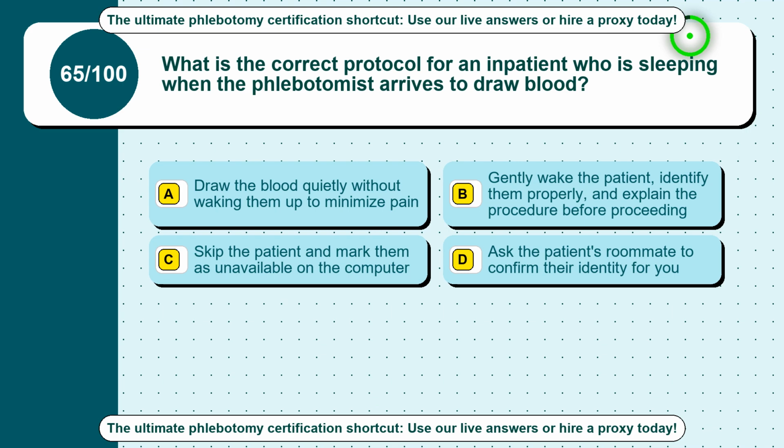Question 65. What is the correct protocol for an inpatient who is sleeping when the phlebotomist arrives to draw blood? Option A, draw the blood quietly without waking them up to minimize pain.